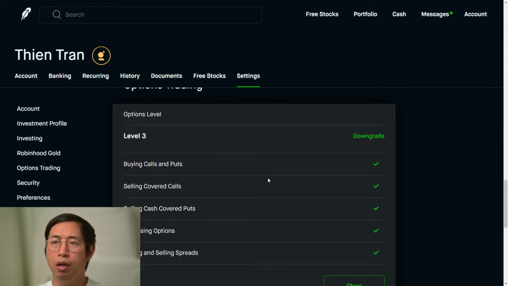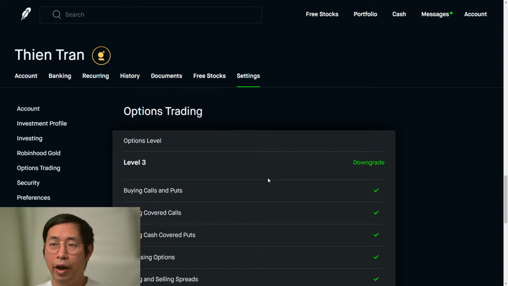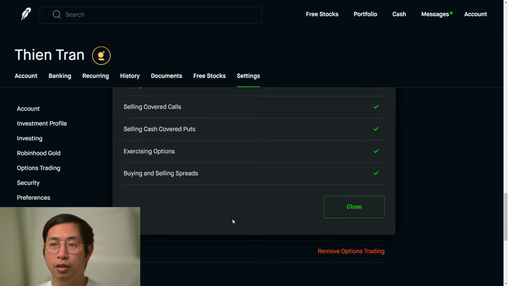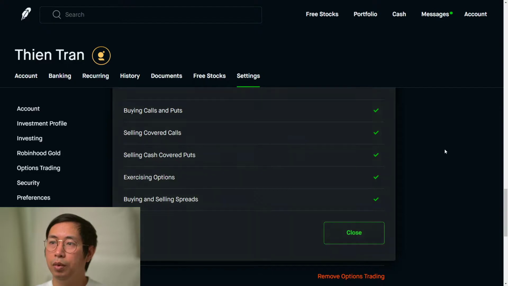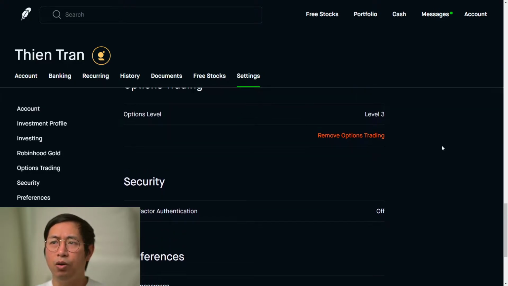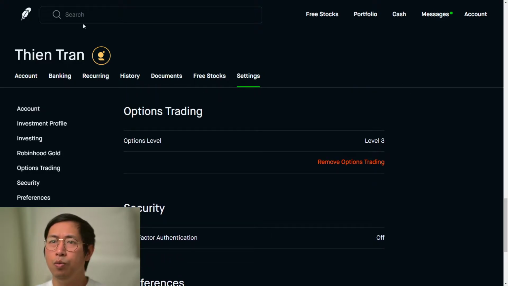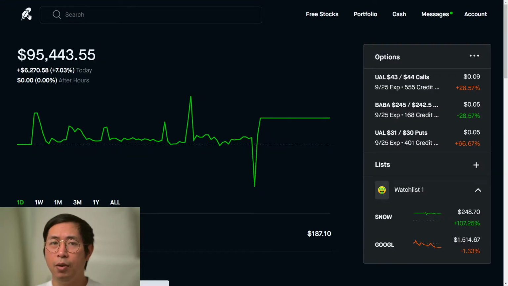I'm at level 3. You want to make sure that you're at the correct level where buying and selling spreads is enabled. Every broker is different, so you're going to have to look up what the requirements are to have options enabled and the correct level enabled to buy and sell spreads. Now that we've gone over that, and you make sure that you have everything enabled for you to buy and sell spreads, here's how you do a put credit spread.